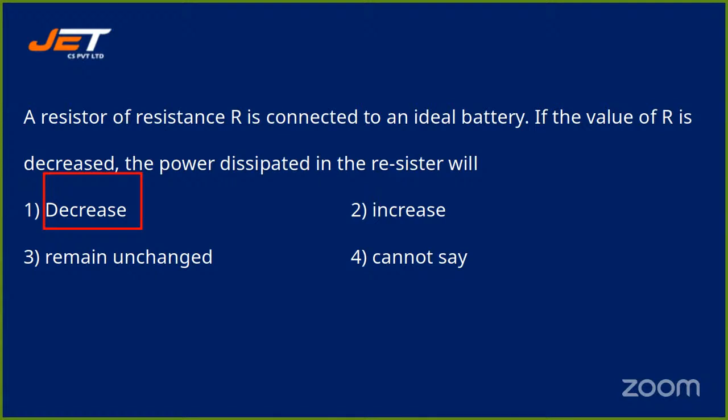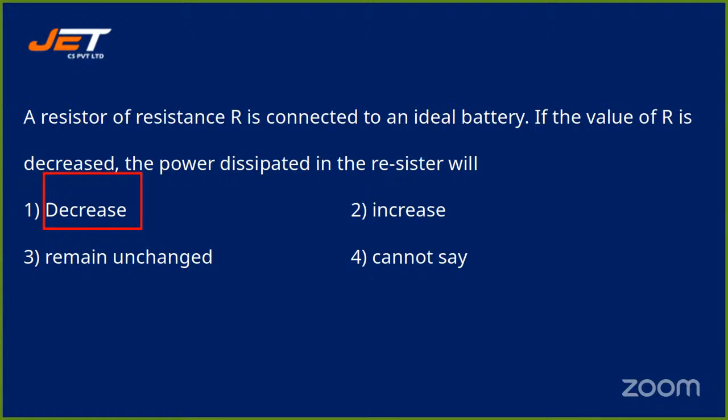Okay, Nikita, I'll explain again. So there is a resistor R that is connected to a normal ideal battery. Ideal battery means normal battery. So I am saying the resistance is decreased. If the value of R is decreased, the power dissipated in the resistor will be. I am just decreasing it. So will the power decrease or will power increase?